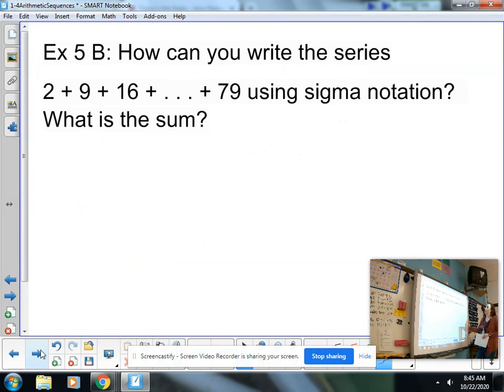Okay, so this is part B of example 5. We're going to go backwards now. We're going to write this series using sigma notation, and then we're going to figure out what the sum is. So in order to do this, and this involves a little bit more finesse than what we've done before, you want to figure out how many terms are in the sequence.